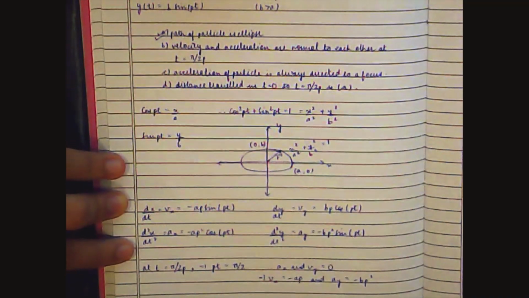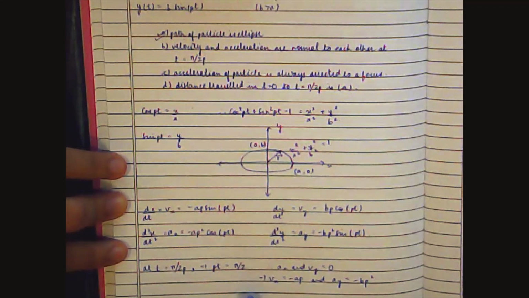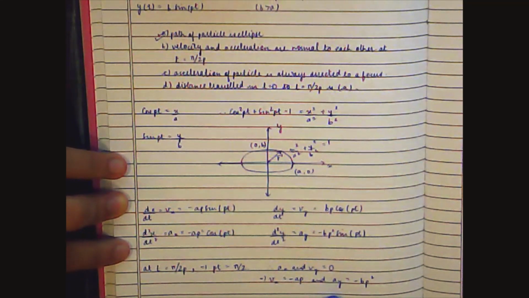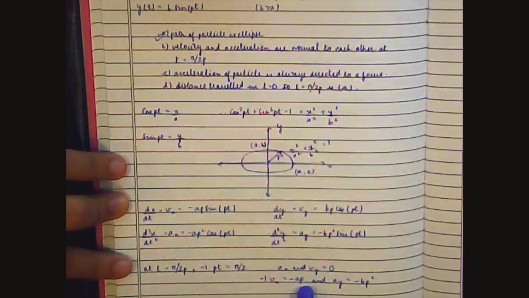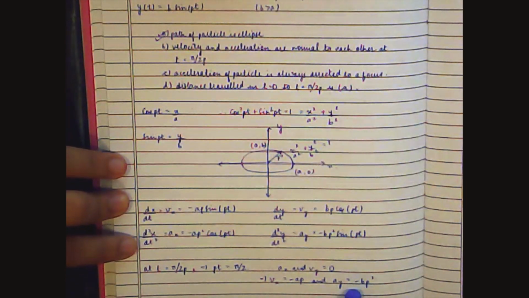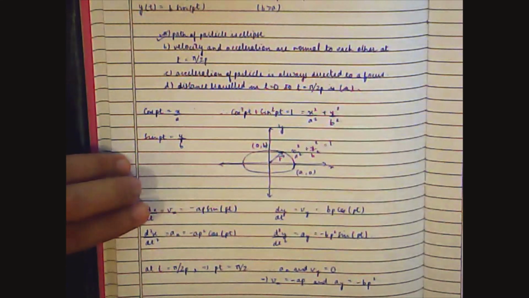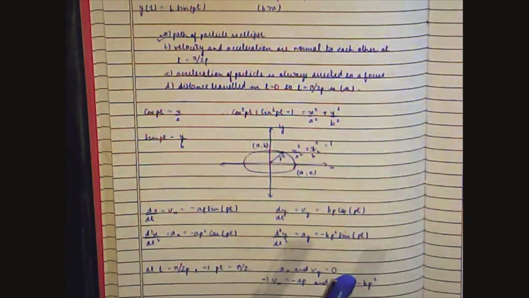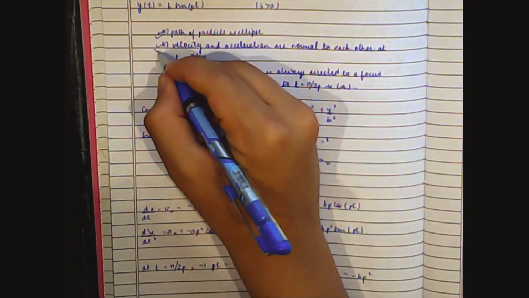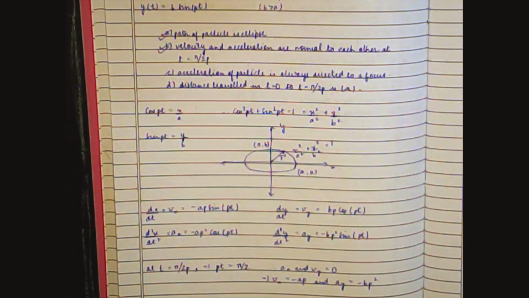and so there is only component of velocity in x direction and component of acceleration in y direction, right? So that means net velocity will be in the negative x direction, and net acceleration will be in negative y direction. That means that the velocity and acceleration are normal to each other at t equals pi by 2p. So this is also a correct option.